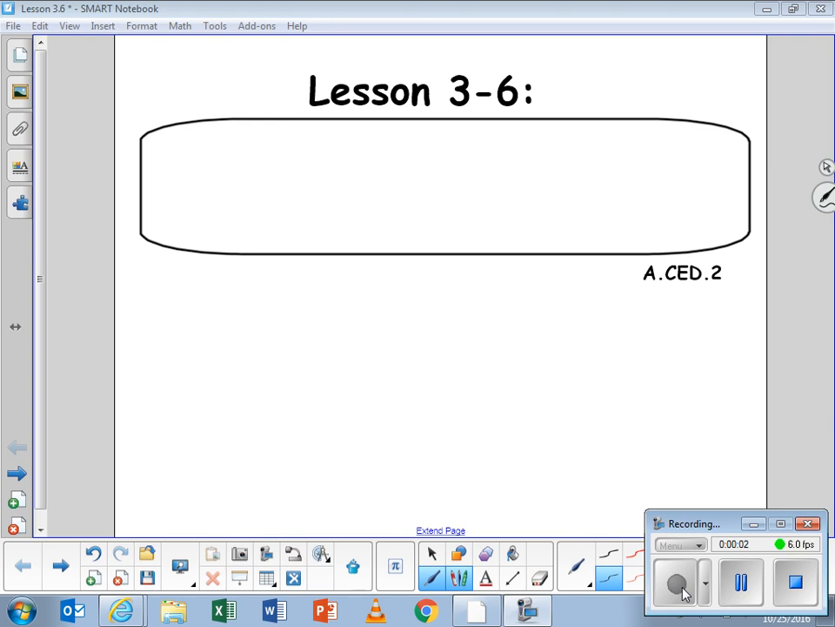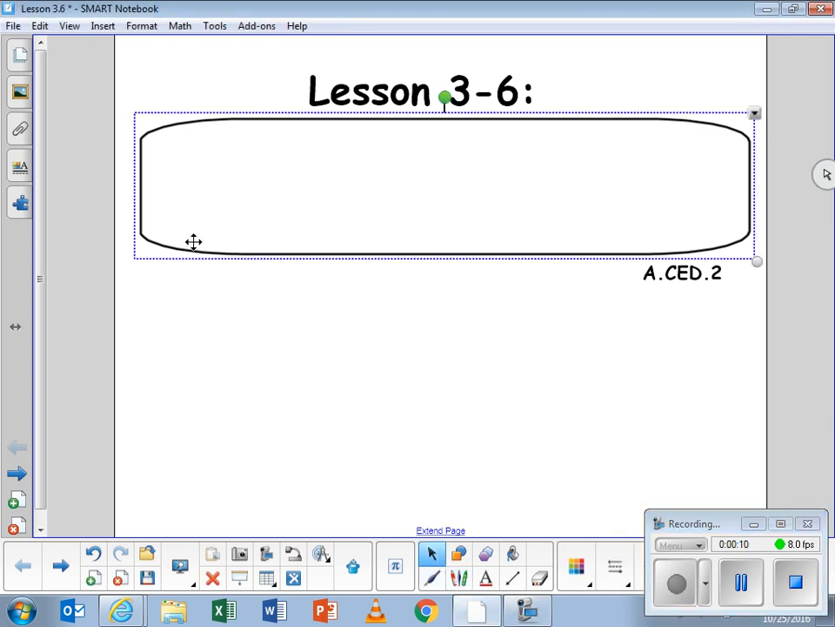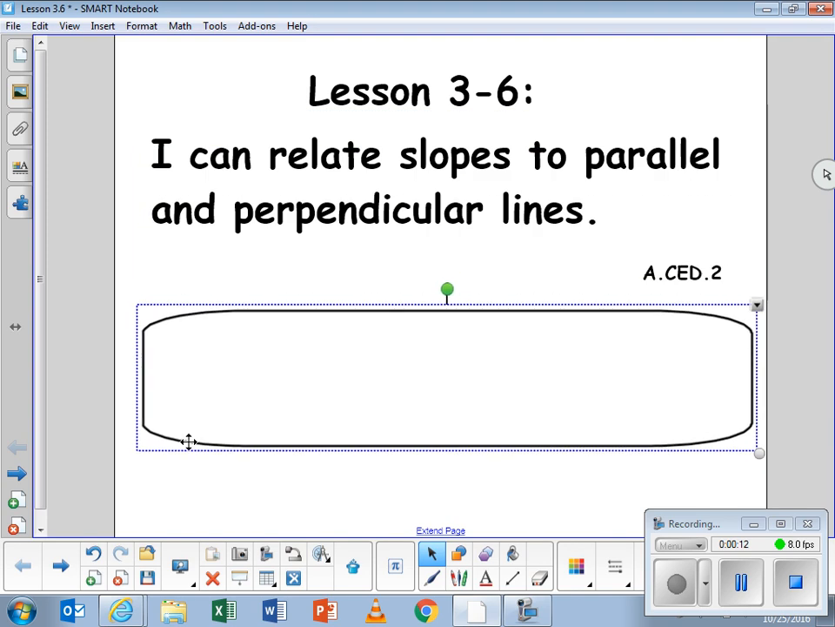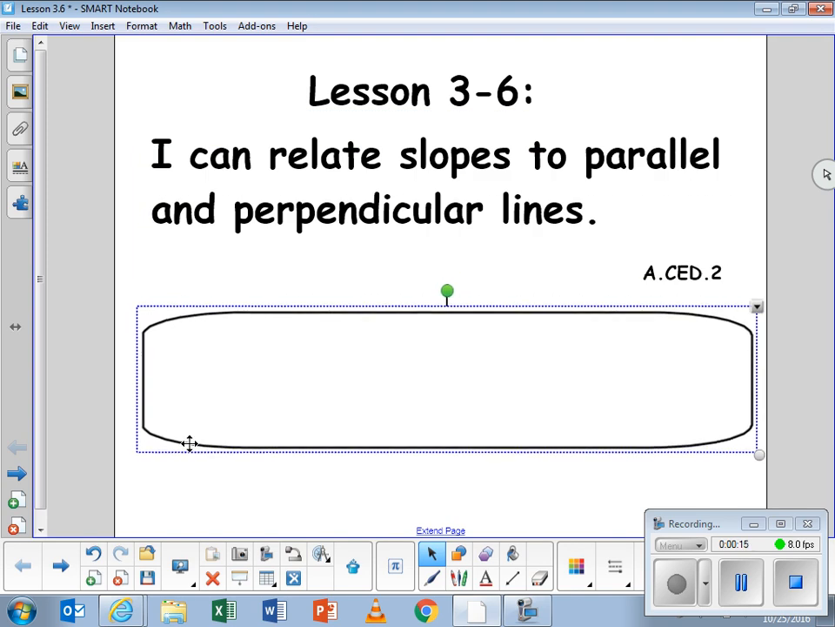Going to talk about parallel and perpendicular lines. Okay? Parallel and perpendicular lines. Oh, shucks. I forgot to fix those. And we're going to talk about how their slopes relate to the fact that they're parallel and perpendicular. So I can relate slopes to parallel and perpendicular lines. Pretty simple concept today.